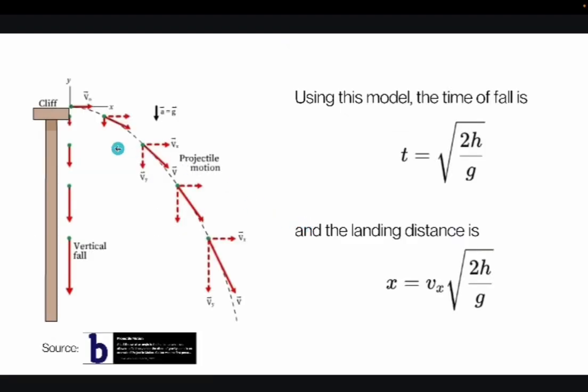So, in introductory physics, a ball rolling off the table is usually treated as a simple projectile. The assumption is that the ball reaches the edge with horizontal velocity v0. It immediately loses contact with the table and then moves only under gravity. And using this model, the landing distance is given by the following formula.